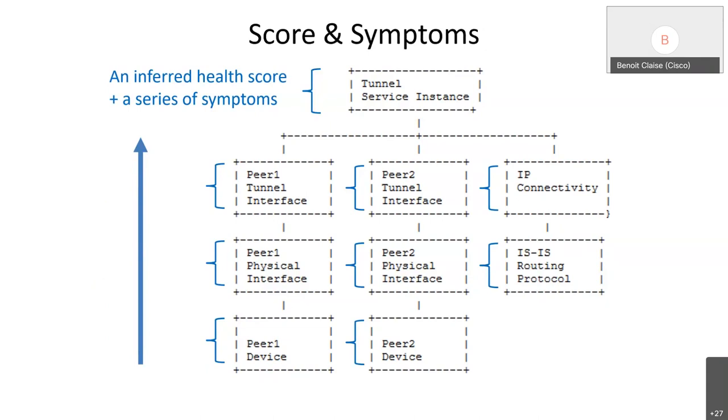Then what we could be doing there is, as I mentioned, if we know that the interface is unhealthy, an optic is bad or degraded, we have the health of that optic. And then we could just say, obviously, because you've got the assurance graph, this specific tunnel service instance is affected. So I could infer the health of a tunnel service instance by looking at the health of the components in the tree, the assurance graph. And now on the next slide.